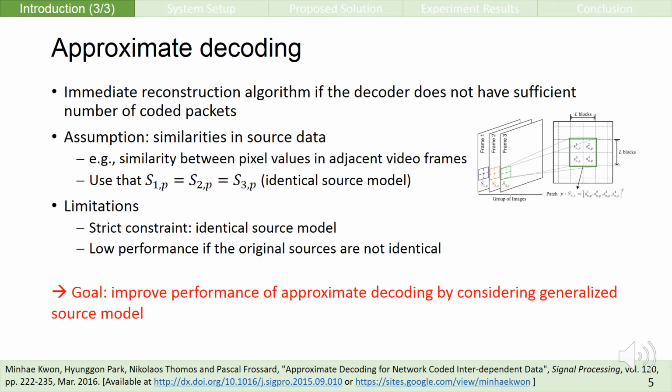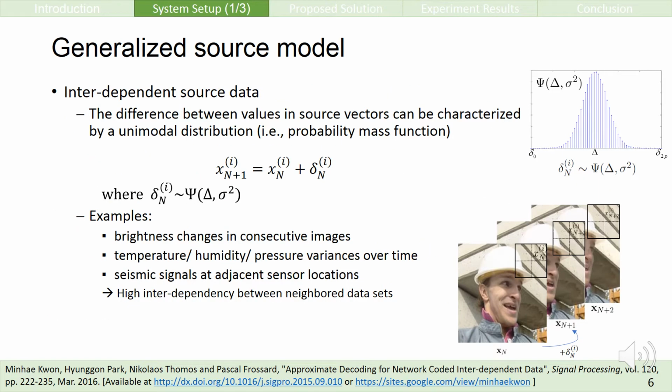Therefore, in this paper, we aim to improve the performance of approximate decoding by considering a generalized source model. As a generalized source model, in this paper, we consider interdependent source data. Recall that IoT data has high correlation between neighboring data sets. For example, brightness changes in consecutive images, temperature, humidity, and pressure variations over time, and seismic signals at adjacent sensor locations.